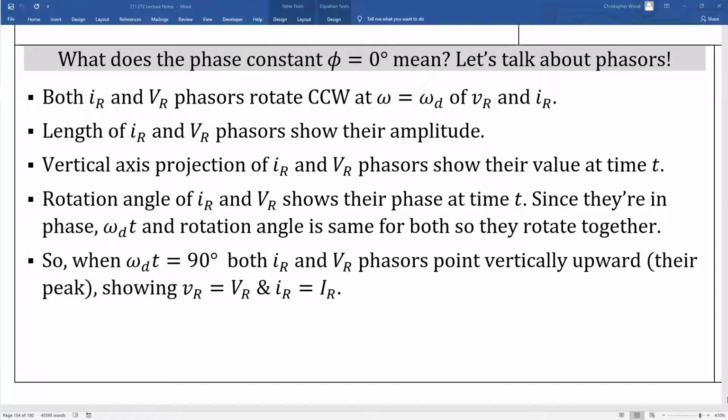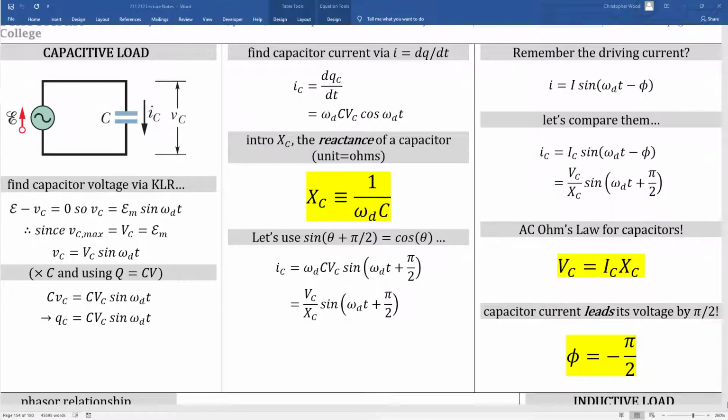Carefully study these summary bullets. They do a good job describing what happens with alternating current when only a resistor is present. Now let's have the exact same conversation about a capacitor in series with an alternating EMF. We once again start with Kirchhoff's loop rule, use the Q equals CV equation, remember the definition of current, and this box is very important.